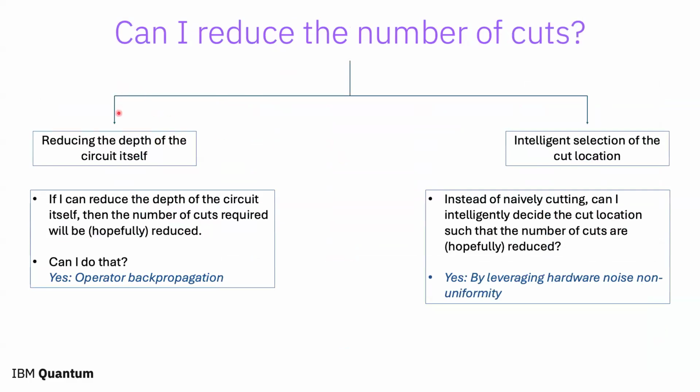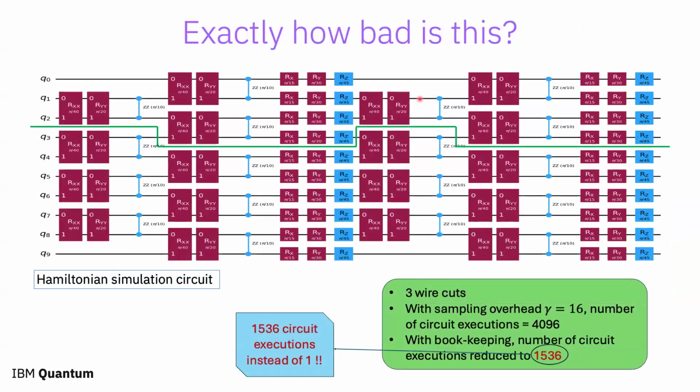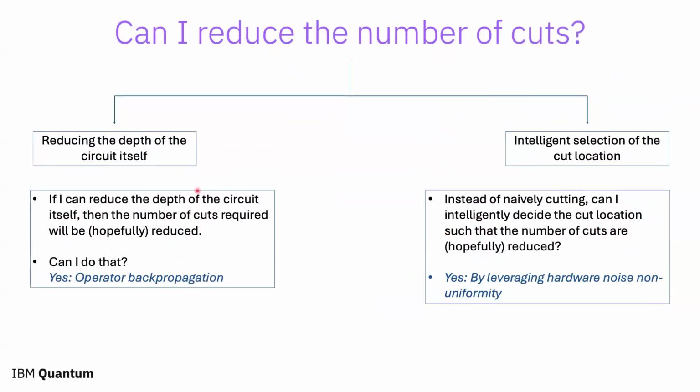First is by reducing the depth of the circuit itself. If I can say that, okay, my circuit is up to this much, then you don't need this cut. But then your question will be, but you were just showing it for this circuit. Now you have changed the circuit to say that I only have this much. That's cheating. That's not how you really do these kind of things. However, there is a technique called operator backpropagation, which can help you reduce the depth of the circuit.